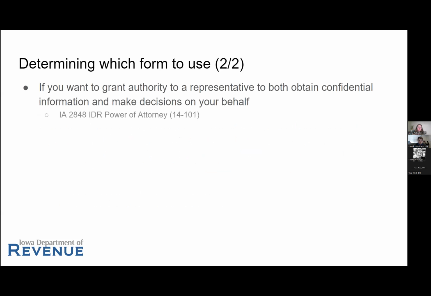And the next forms that we're talking about have to do specifically with third-party authorization. So we'll go into deeper detail on each of these forms after these slides. So the fourth form is the Iowa 2848 power of attorney form. So if you want to grant authority to someone else, typically a representative, third party, or a tax professional, to both obtain confidential information and make decisions on your behalf, this is the form for you.